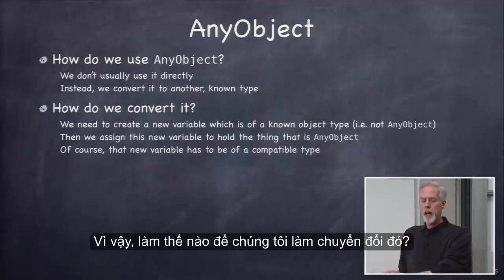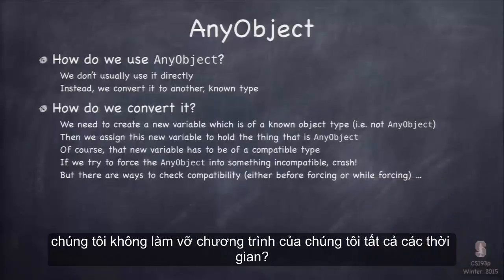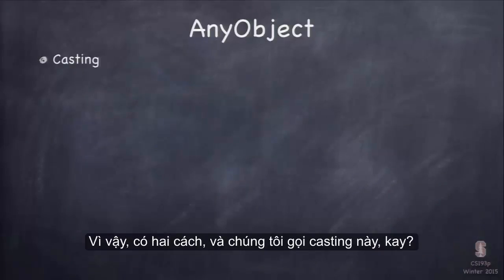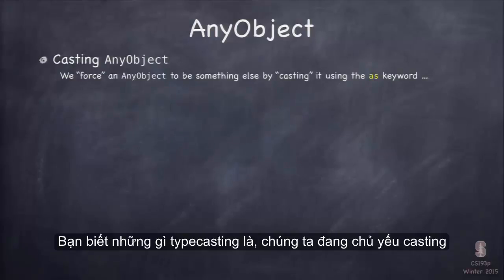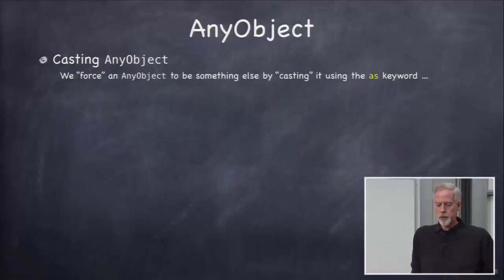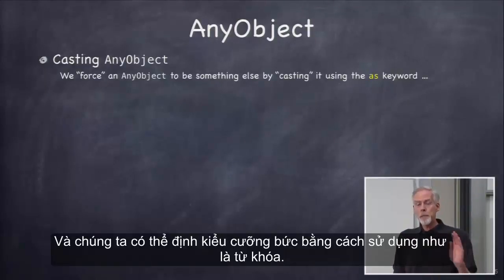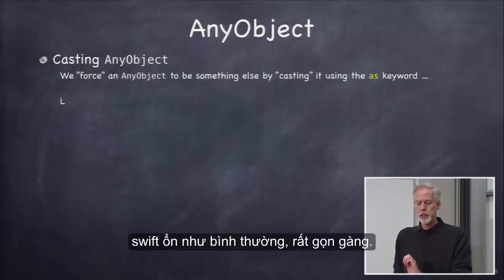So how do we do that conversion? Yes, it would crash our program if we do that. How do we do that conversion safely so we're not crashing our program all the time? So there's two ways, and we call this casting, okay? You know what type casting is. We're essentially casting the type from any object to something else. And we can typecast forcibly using the as keyword, as. Okay, Swift, as usual, very succinct.